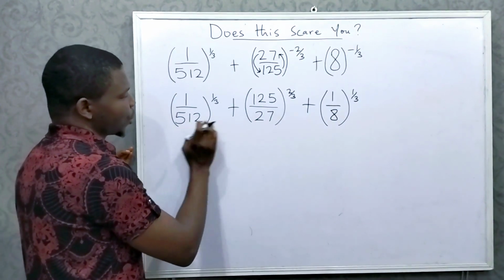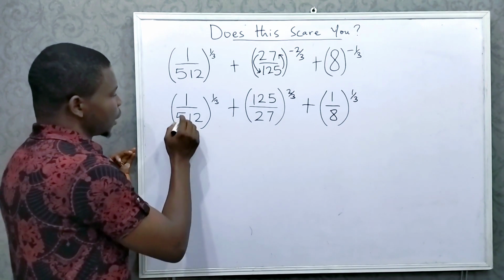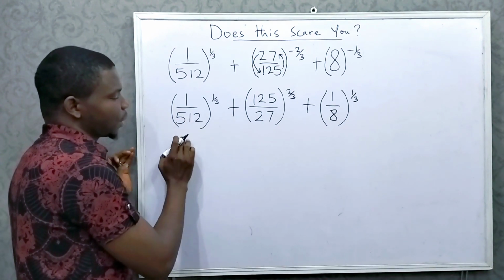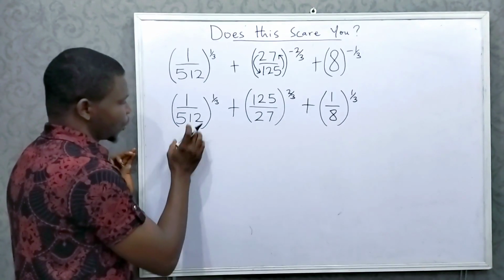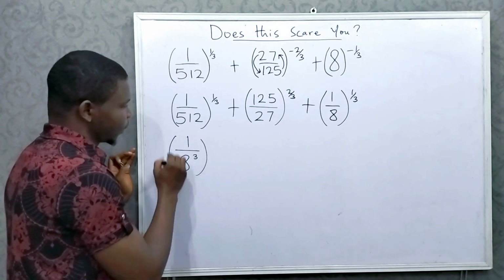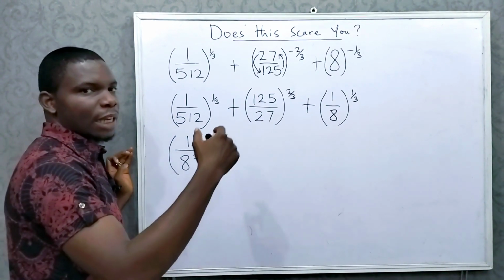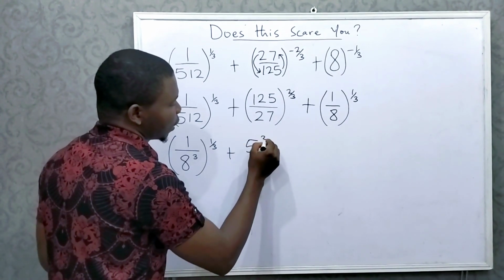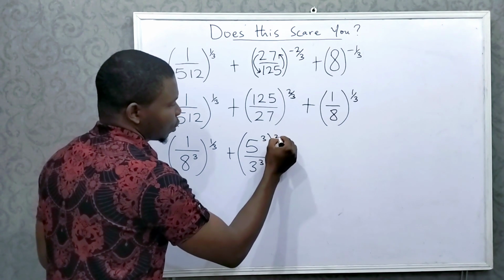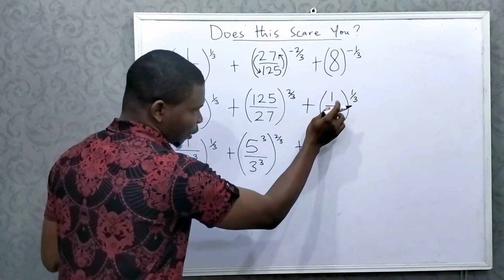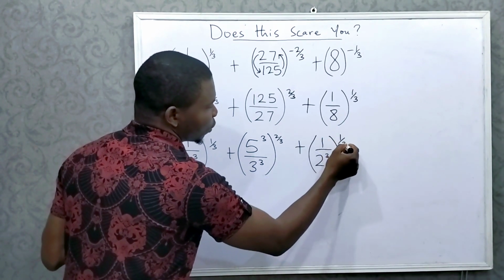Then I would express each of these numbers as indices, okay? You know, 512 is the same thing as 8 times 8 times 8, which is 8 raised to power 3. So this and this, they are the same thing. So all raised to power 1 over 3, plus 125 is 5 times 5 times 5, which is 5 raised to power 3. This is 3 raised to power 3, all raised to power 2 over 3, plus this one is 2 raised to power 3, okay, all raised to power 1 over 3.